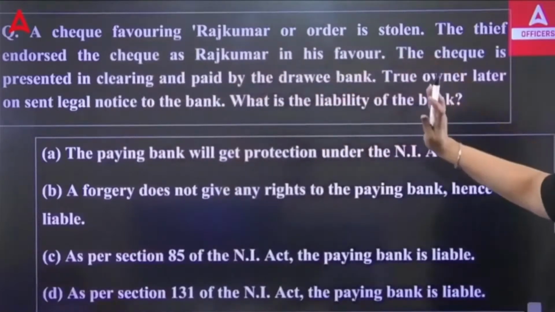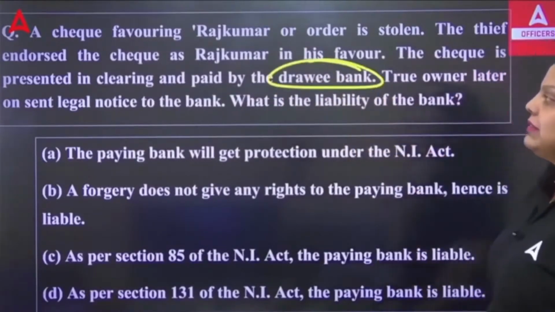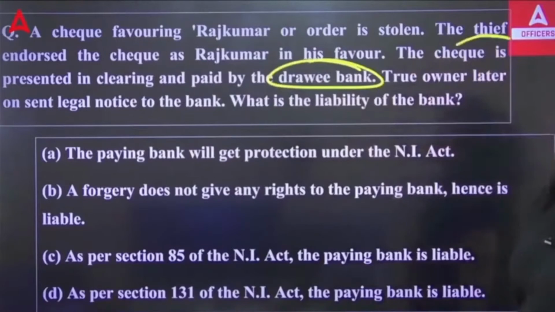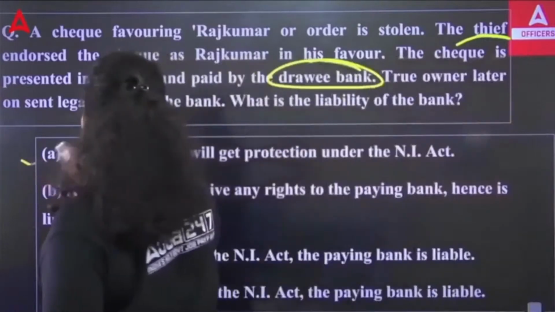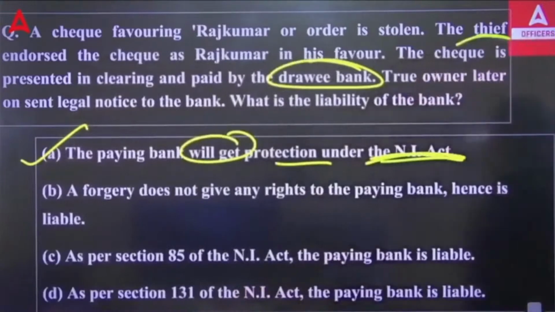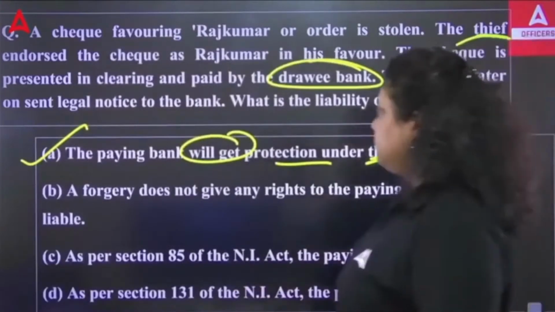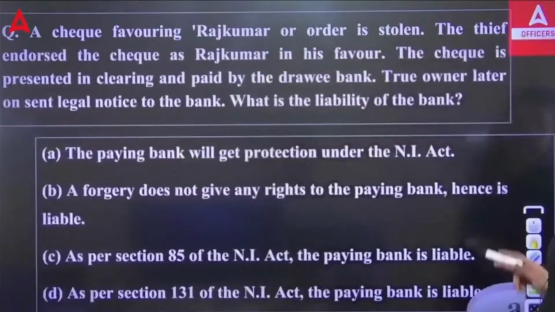So the check is presented in clearing and it was paid by the drawee bank. The bank has made the payment to the person who has taken the check, who was the thief. So in that situation, will the bank be liable or not? In this situation, the paying bank will get protection under the NI Act, because the check was stolen and then endorsed. So the right answer will be A.